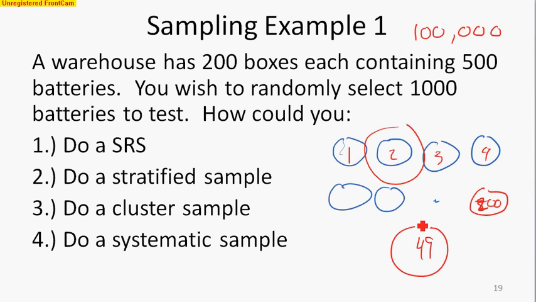So, simple random and stratify sounds like it would take too long. Stratify even sounds like it might take a while because I got to take some from every one of the 200 boxes. So to be honest, cluster might be the best option here because all I got to do is randomly select 2 boxes and boom, that becomes my sample.